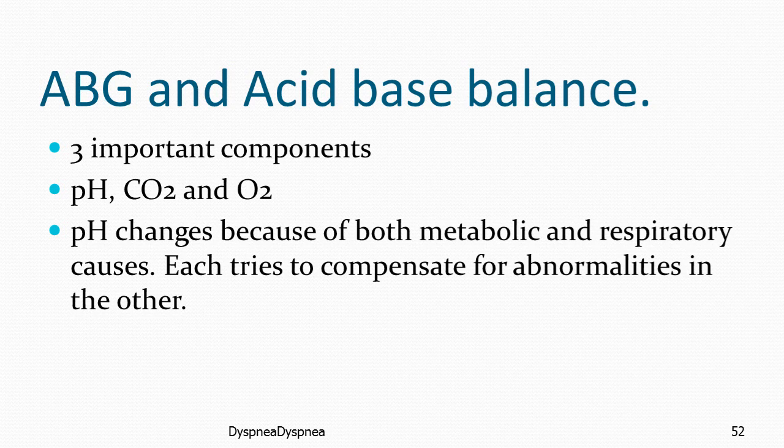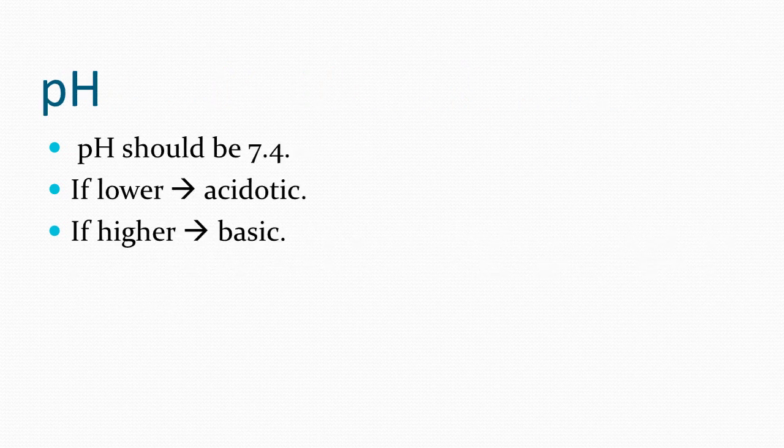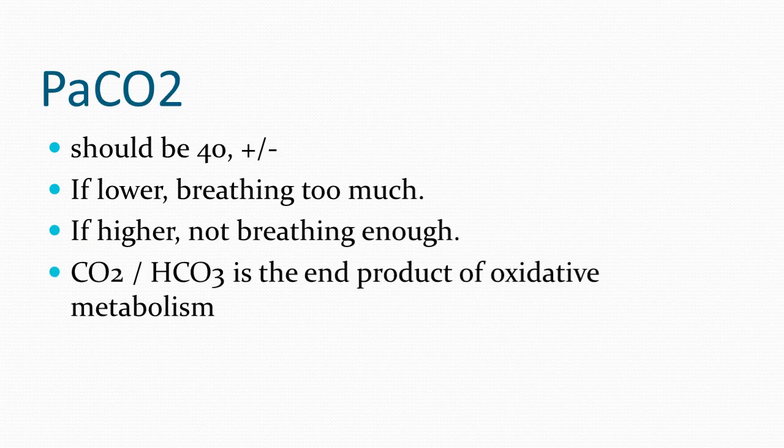pH changes because of both metabolic and respiratory causes. Each tries to compensate for abnormalities in the other. pH should be 7.3; if lower, acidotic; if higher, basic. PCO2 should be 40 plus or minus; if lower, breathing is too much; if higher, not breathing enough.